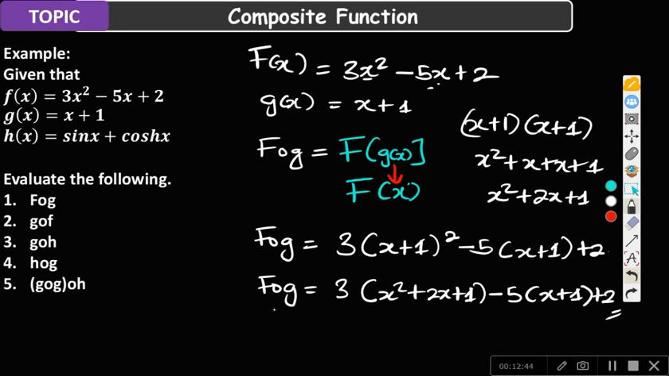Then you can begin to evaluate this, which will give us f of g will be 3 times this, which gives 3x squared, plus 3 times 2x gives 6x, plus 3 times 1 gives 3, minus 5 times x gives 5x, plus 5 times 1 gives 5, then plus 2.